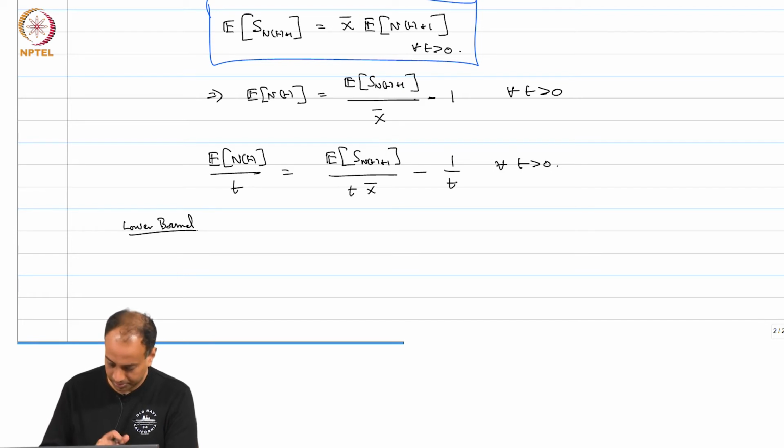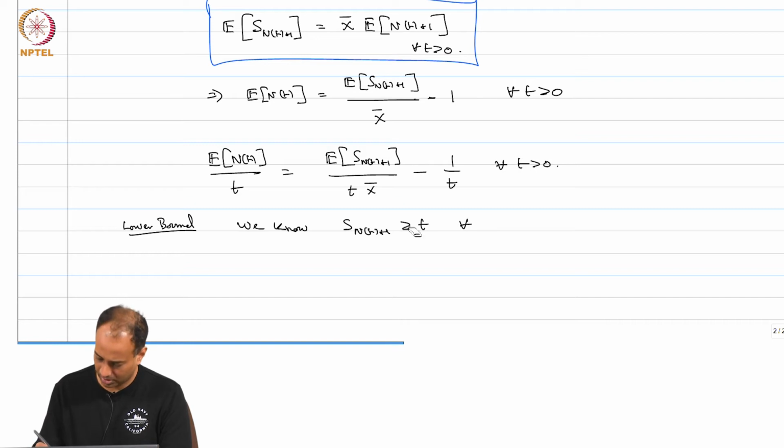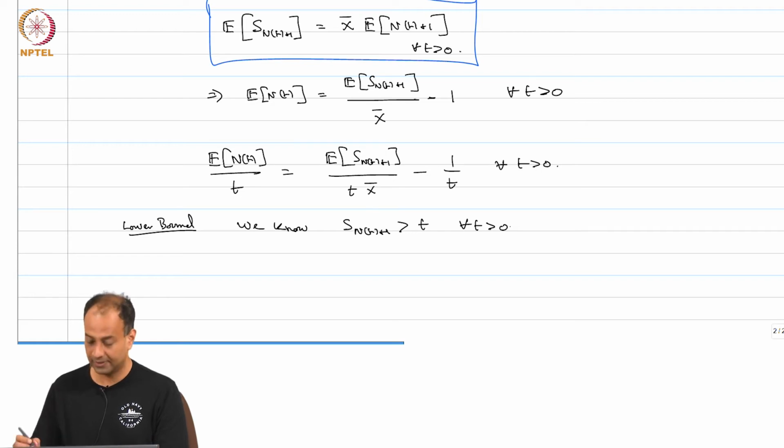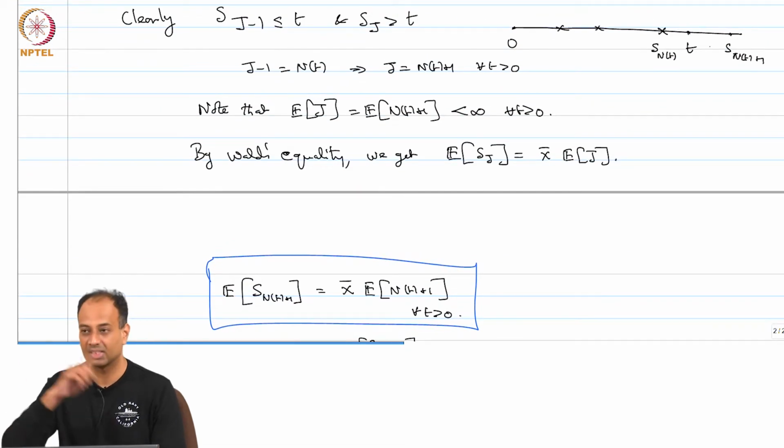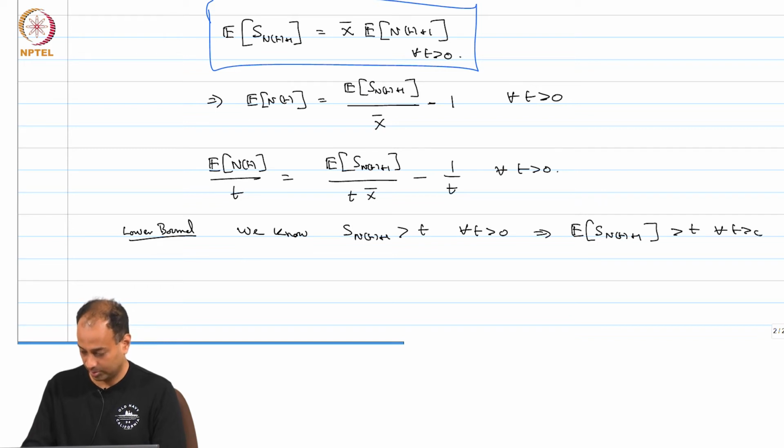So, let us look at the lower bound. See, we know that S n t plus 1 is strictly greater than t for all t, right, always the case. You can go back and look at the picture if you want. S n t plus 1 always occurs strictly after t. Thus, expected S n t plus 1 is greater than t, right.